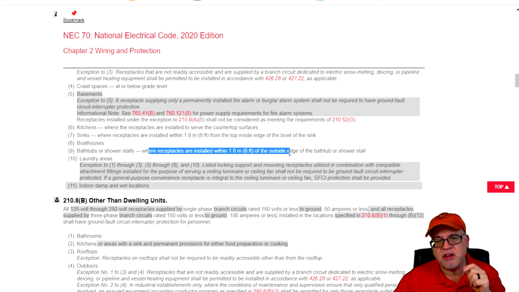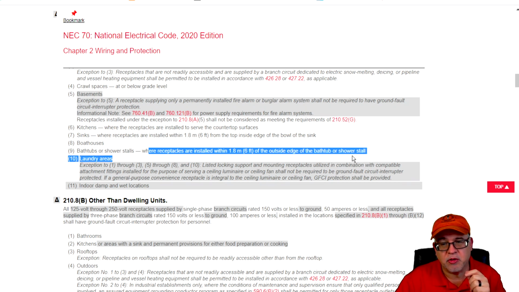So with the shower stall and bathtub, you start that measurement within 6 feet of the outside edge of the bathtub or shower stall. Again, as we saw earlier, doors don't stop the measurement, and doorways don't stop that measurement. So that's the requirement for needing the GFCI in those areas that have a bathtub or shower stall, which is not necessarily a bathroom.